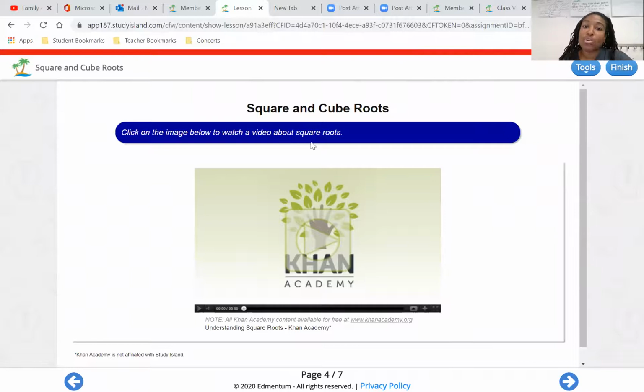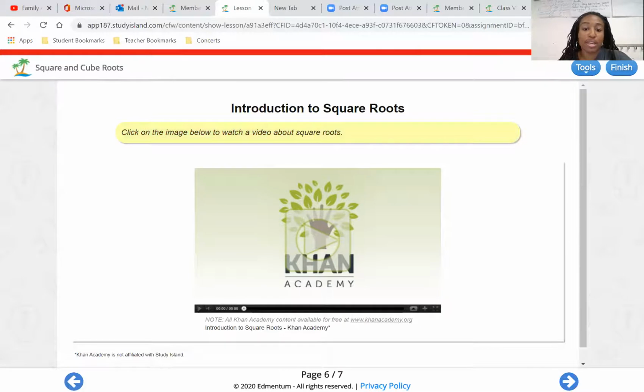Click on the image below to watch a video about square roots. If I'm still not understanding, watch the video. It might help you. So that's on page 4. Let's see, where is it? Another video on page 6. Did I miss 5? Video on page 5, square and cube roots.